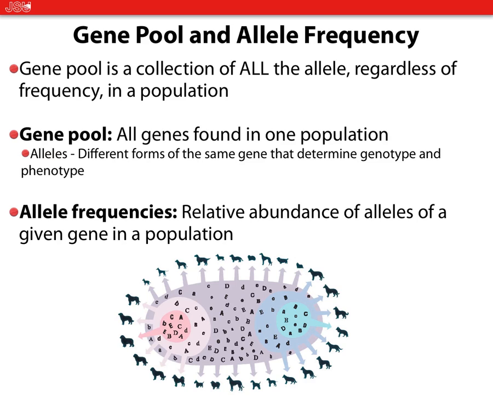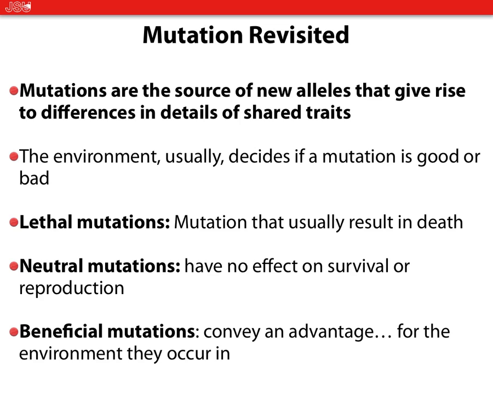Next, are we good with this? Good. Okay. Next one, mutations. We talked about this before, and we'll talk about it again. Mutations are the ultimate source of new alleles in a population. Mutations are the ultimate source for new alleles. So mutation happens, that's a source of a new allele.